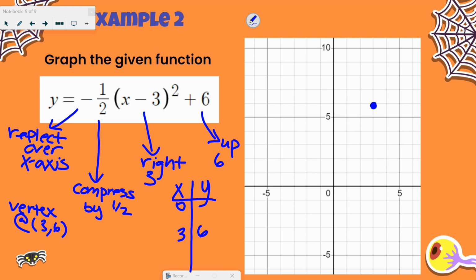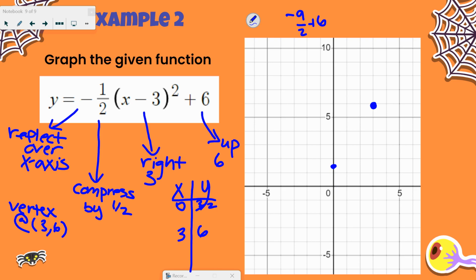So if I input 0, 0 minus 3 is going to give us negative 3. Negative 3 squared is 9. 9 times negative a half is negative 9 over 2. So I'm going to have negative 9 over 2 plus 6. And what is that going to become? Remember, to add them together, we need a common denominator, right? So 6 is just 12 over 2. 3 halves. Yeah, 3 over 2, which I know is 1.5. So right here.